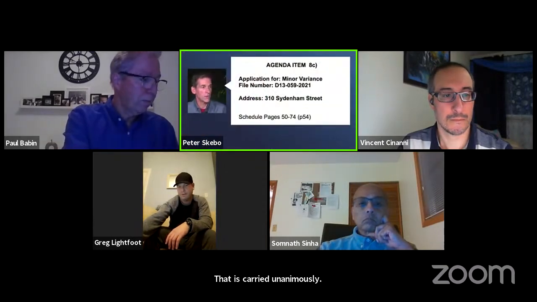Okay, and our third and final item on the agenda is item number 8C, which is an application for minor variance. Lindsay, can I have you read this into the record, please? Through you, Mr. Chair, this is an application for minor variance at 310 Sydenham Street. The file number is D13059-2021. Ian Clendenning is the planner assigned to this application, and he will give the presentation.